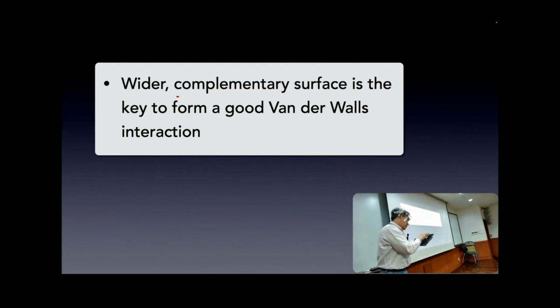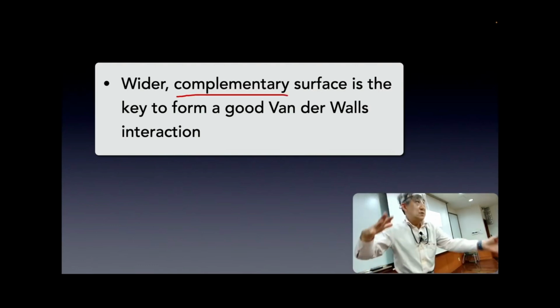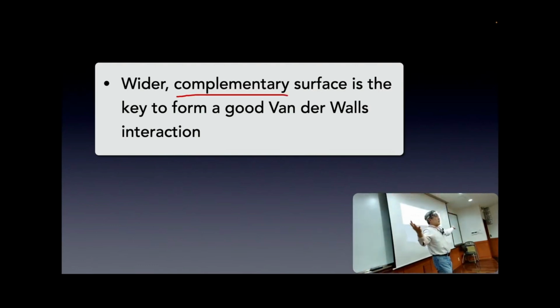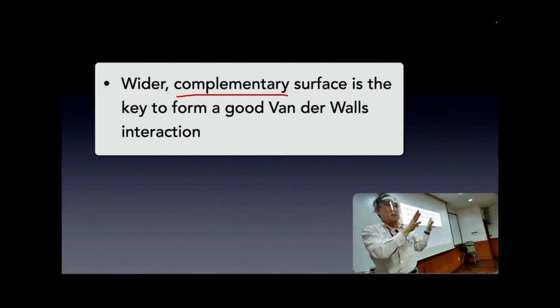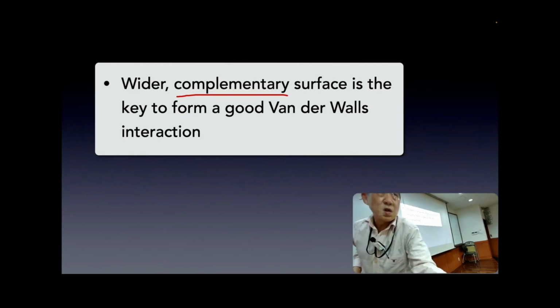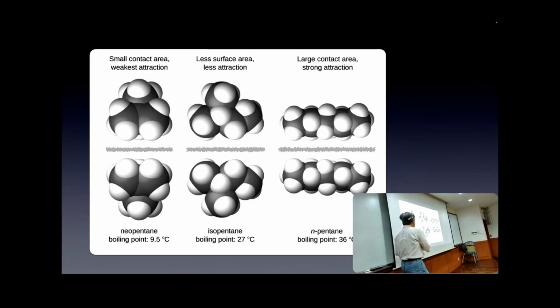Another thing is this surface area. If these two surface areas are somehow complementary, what I mean by that? If this is one example of a complementary area, one area can have some enclosure on the other side, complementary, instead of if these two surfaces are not, then these are not complementary. So a complementary surface is another very important factor to have a stronger van der Waals force.